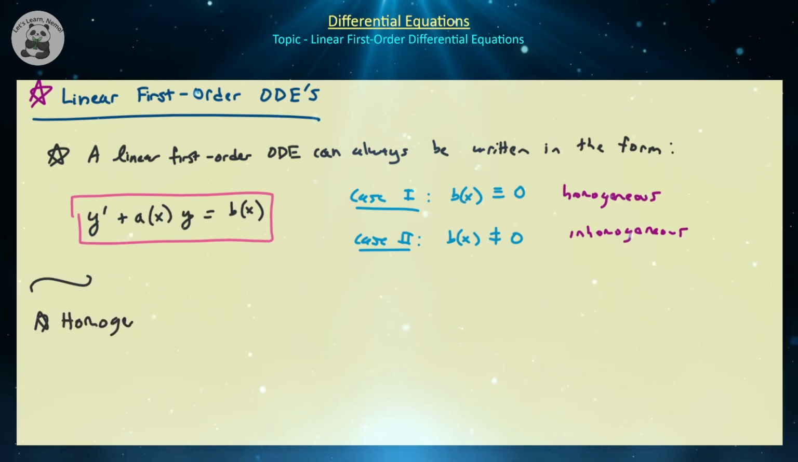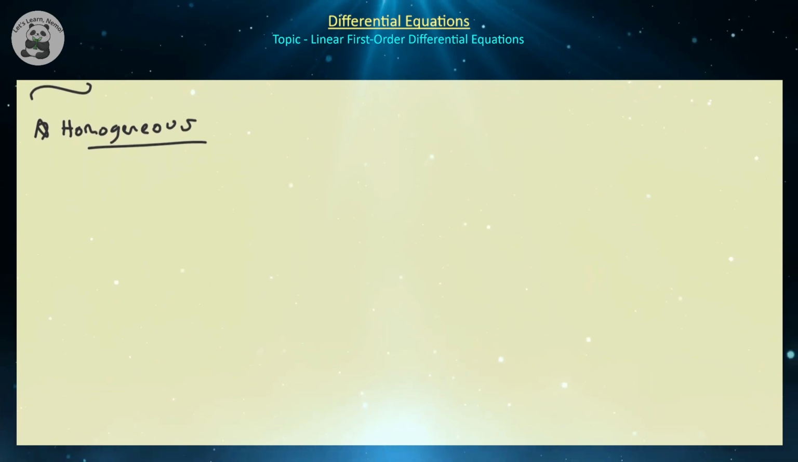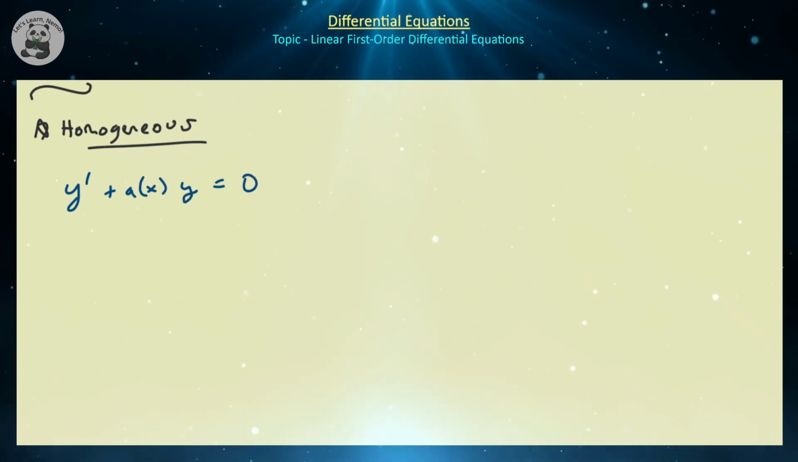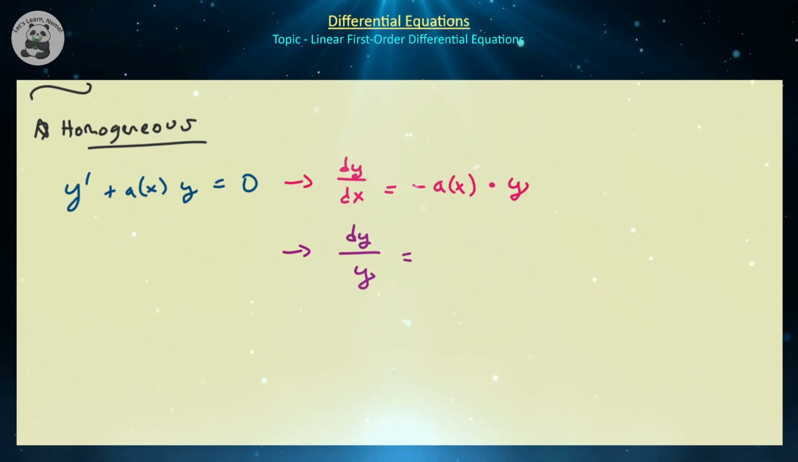So can we solve all homogeneous linear first order ordinary differential equations? Let's see if we can. If that is the case, that means y prime plus a of x times y is going to be equal to 0. Can we always find a solution? The first thing I want to do is write that y prime as dy over dx. So we have dy over dx equal to minus a of x times y. And then I want to rearrange this equation a bit. So I can write that as dy divided by y is equal to minus a of x dx.